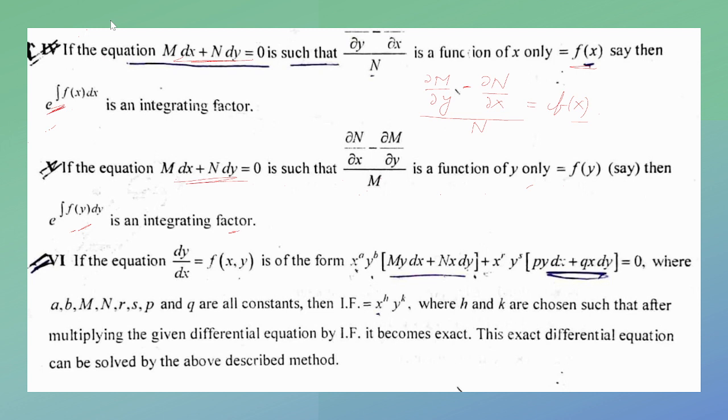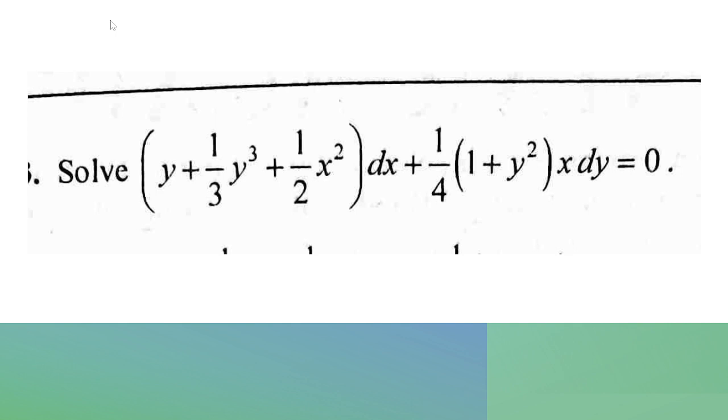Next, the fifth case is more important, but before that we continue with an example based on these two cases. Now the first case: (y plus 1 by 3 y cube plus 1 by 2 x square) dx plus 1 by 4 into (1 plus y square) into x dy equal to 0. So what cases are valid here?